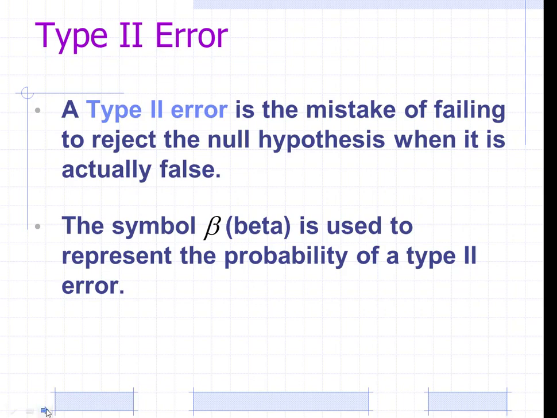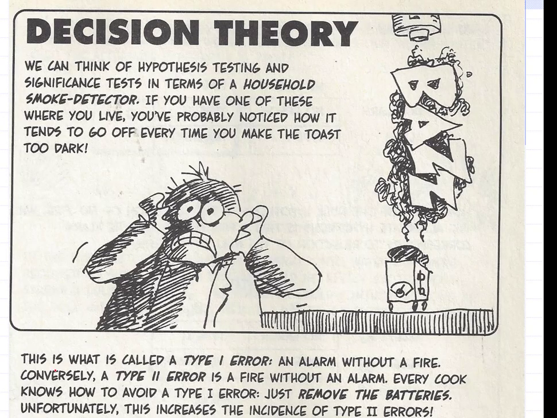We're not going to worry about that too much. So here's the deal. If we think of hypothesis testing in terms of a smoke detector, it tends to go off every time you burn something in the kitchen. That's a type 1 error. So it's an alarm without a fire. But a type 2 error is a fire without an alarm. Think about which one is worse. Well, a type 2 error is going to be worse.